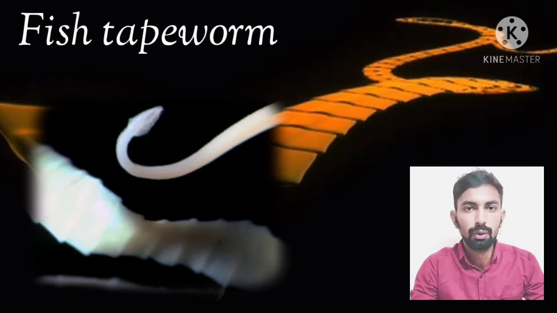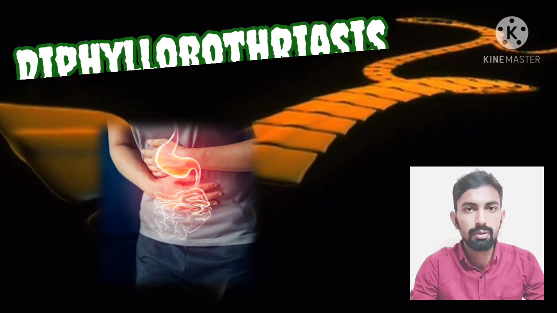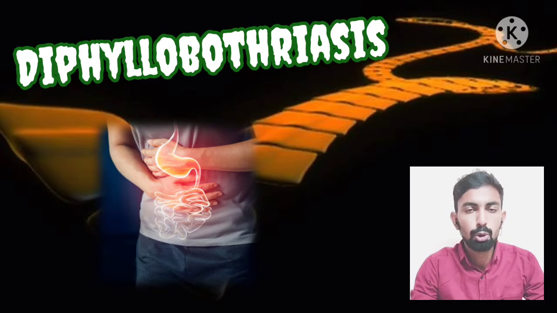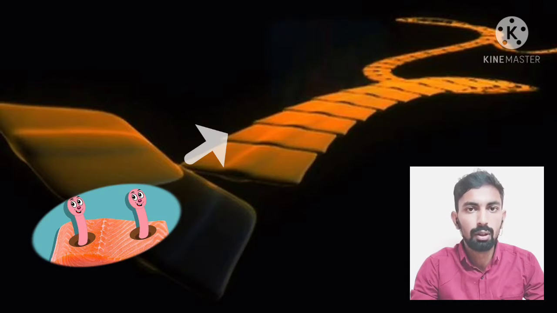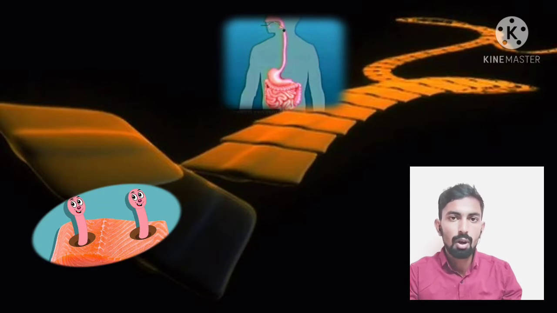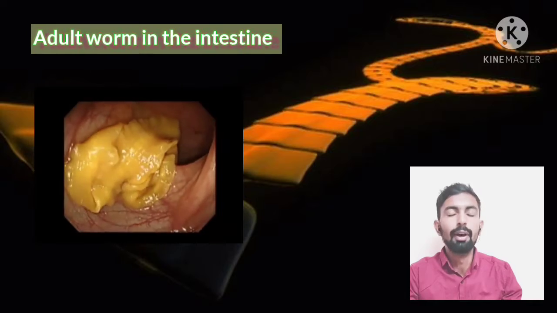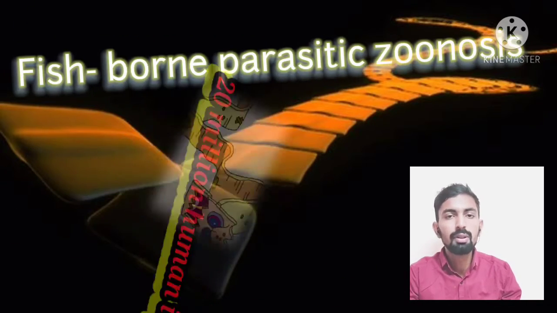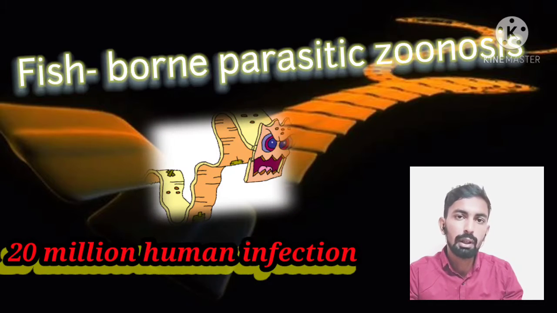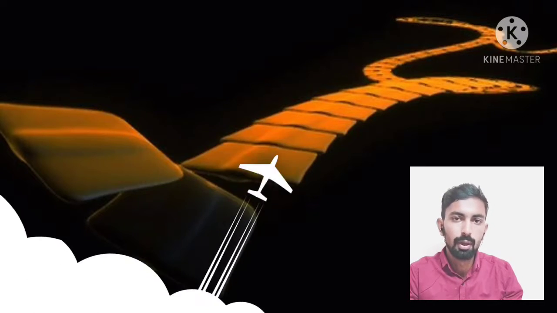Hello everyone, in this video we are going to see about Diphyllobothrium latum, which is known as the fish tapeworm. This fish tapeworm causes the serious infection known as diphyllobothriosis in humans, which is mainly due to the consumption of raw or uncooked fishes containing the tapeworm. These worms are parasitic in the intestine of the host, and it is a significant fish-borne parasitic zoonosis which is responsible for 20 million human infections worldwide.